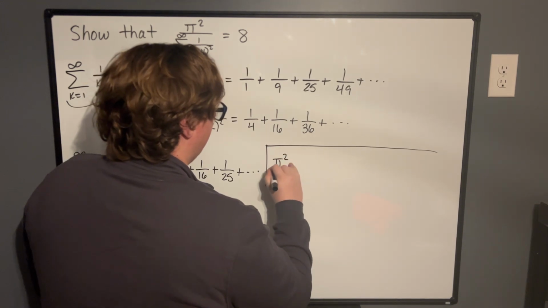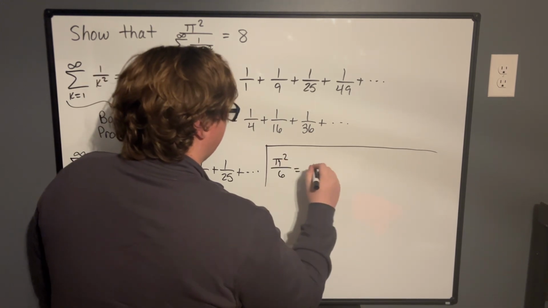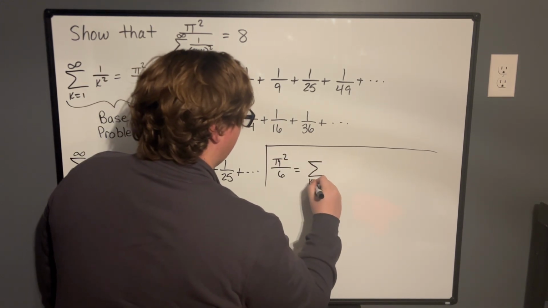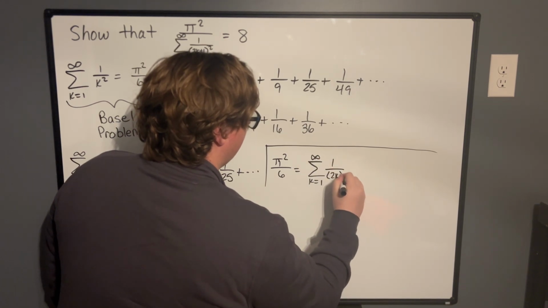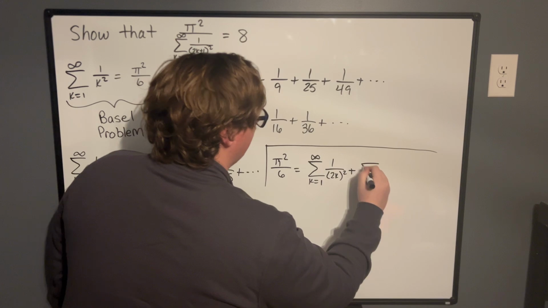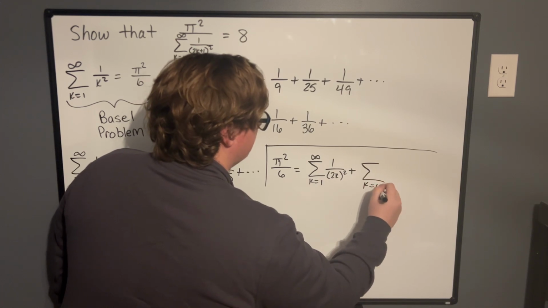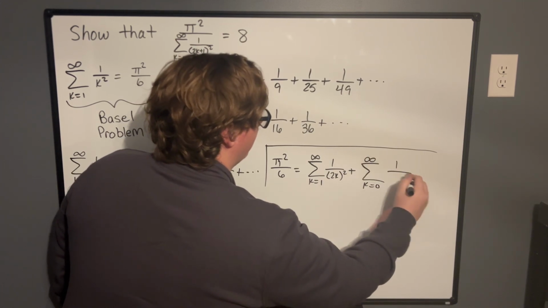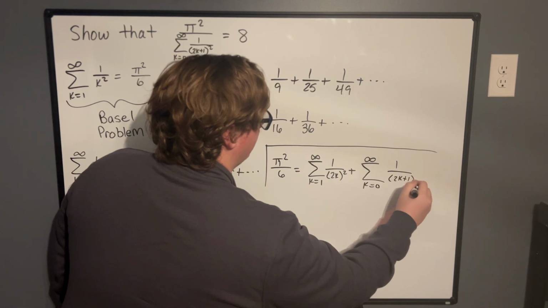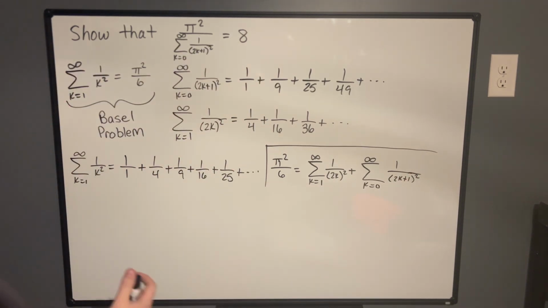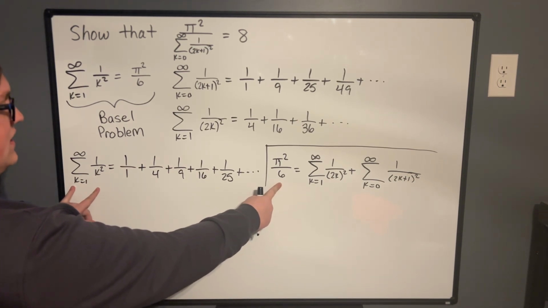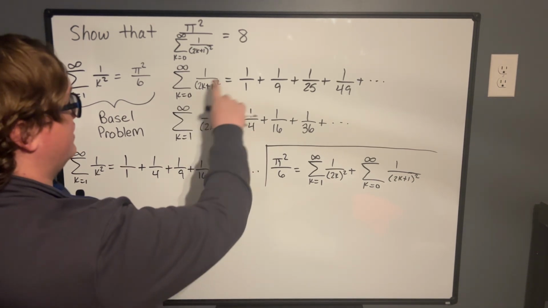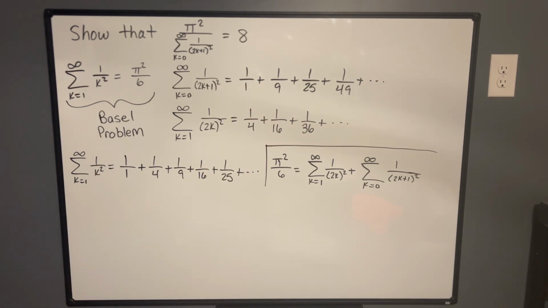pi squared over 6 is equal to the sum from k equals 1 to infinity of 1 over 2k squared plus the other sum that we're looking for, k equals 0 to infinity, 1 over 2k plus 1 squared. We can definitely say this because if we look at all the terms of this series, remember this is the same thing as pi squared over 6, they match adding up these two.